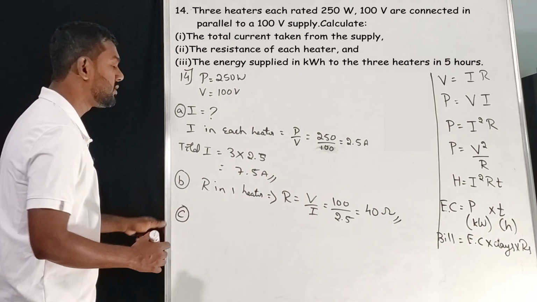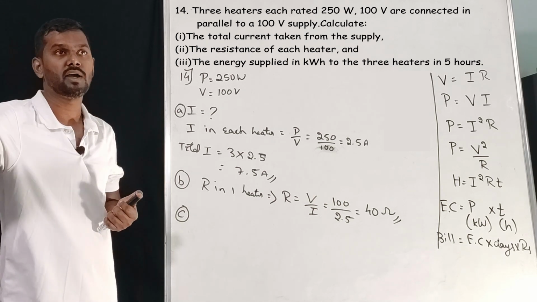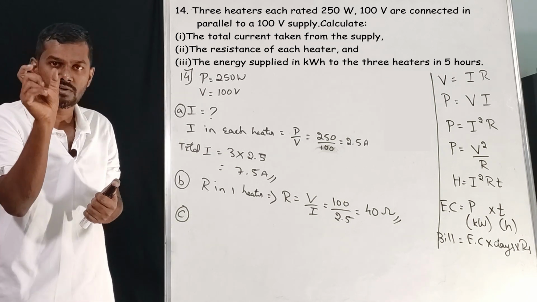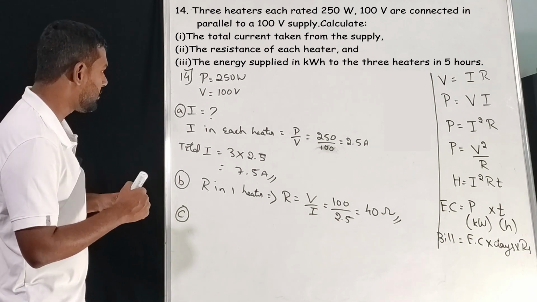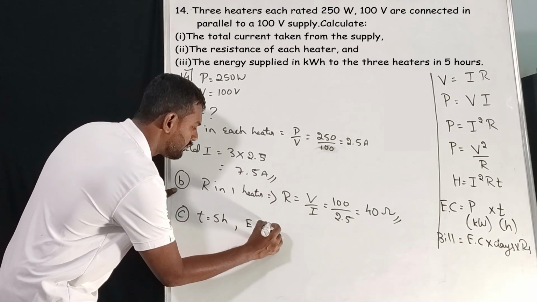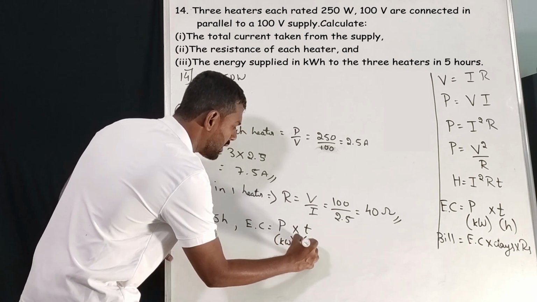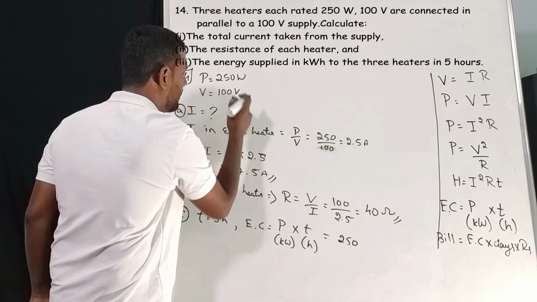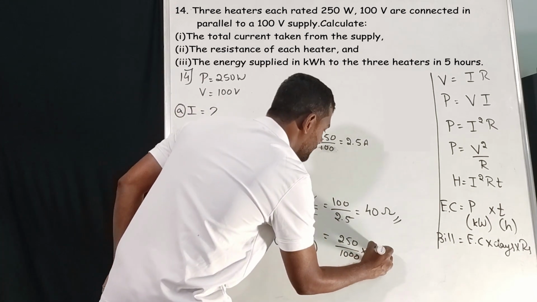So third sub question, the energy supplied in kilowatt hour to the 3 heaters in 5 hours. So we need to calculate the energy consumption by all the 3 heaters. First we'll find the energy consumption by one heater, then we'll multiply it, we'll get the answer, and the time they have given is 5 hours. See, to find energy consumption, we need two things, power into time. Power should be in kilowatt and time should be in hours. Power is given as 250, that is in watt, we need to convert into kilowatt, so divided by 1000 into time. Time is given as 5 hours.